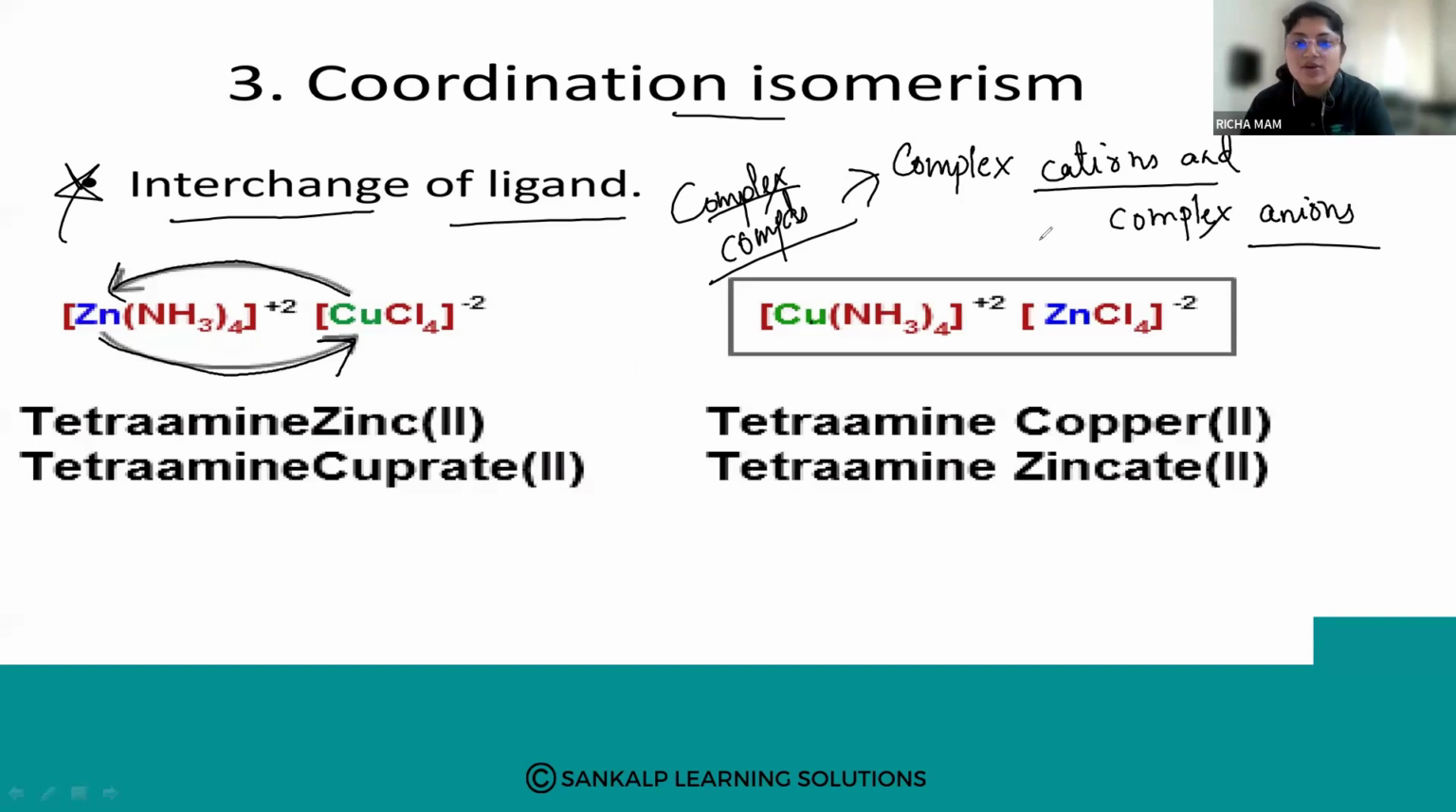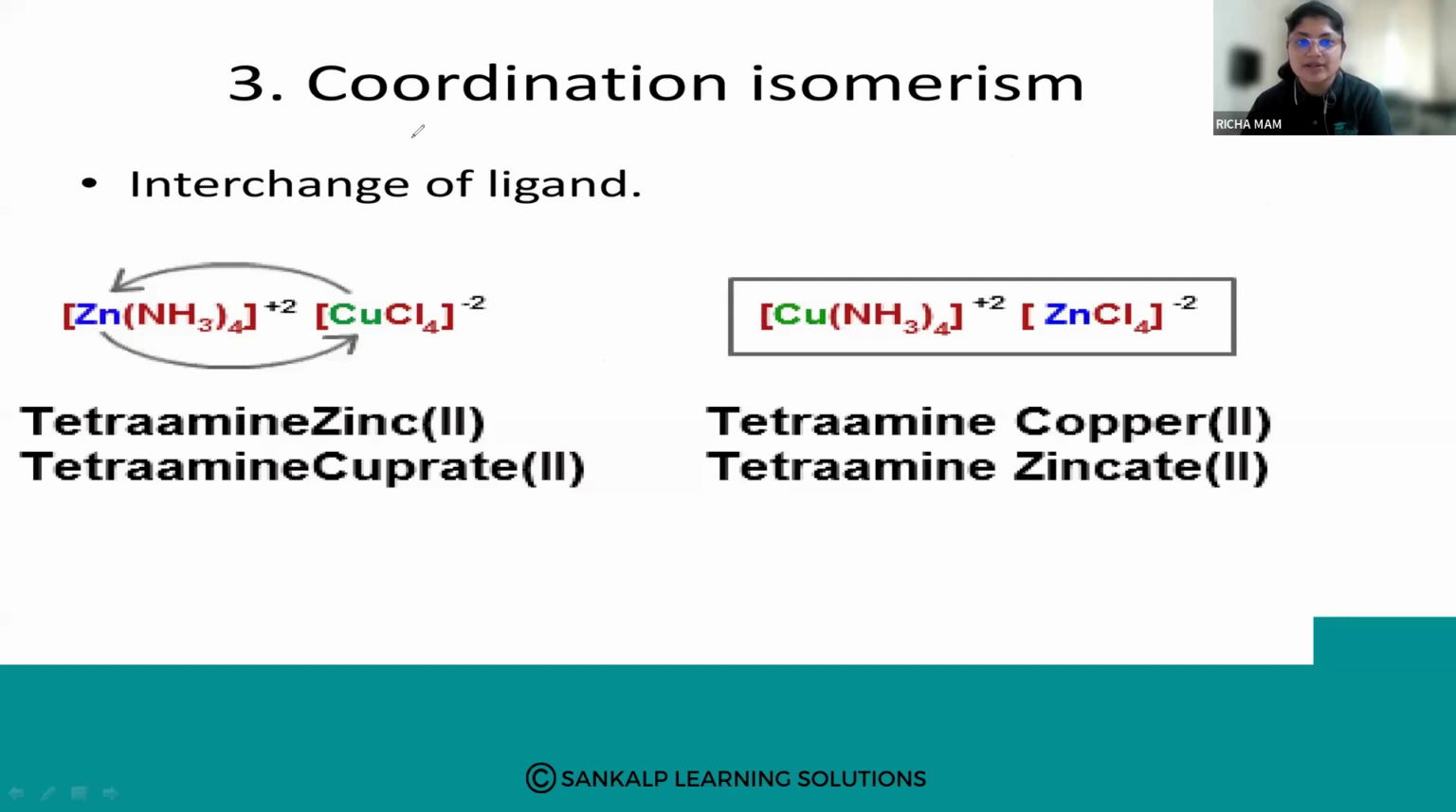So it occurs in coordination compounds with complex cations and complex anions, with the interchange of ligands of different metal ions, that is, between the coordination spheres. So please note down the example. This is the example. Interchange of ligands takes place in these complex compounds. Is it clear?